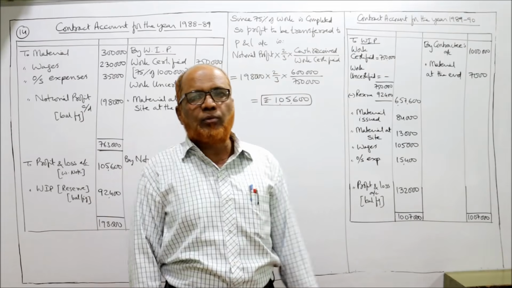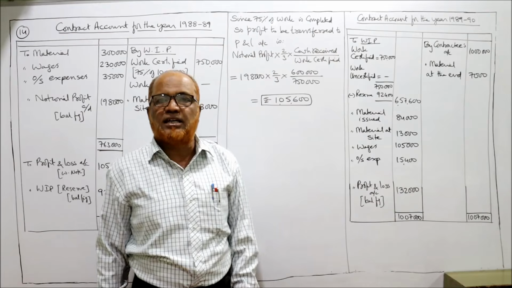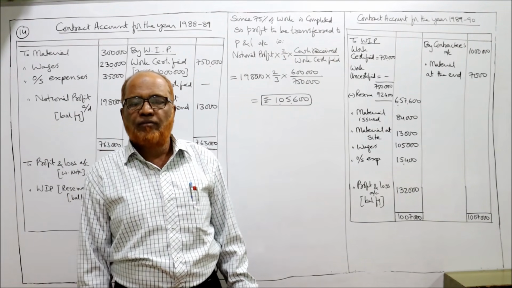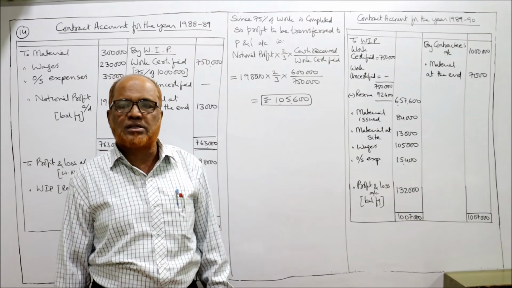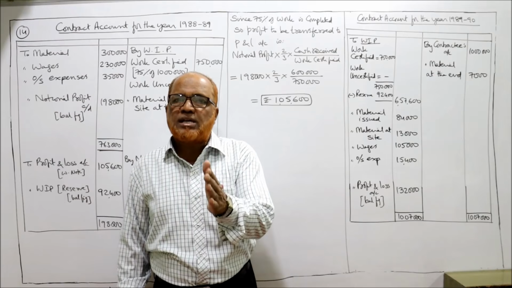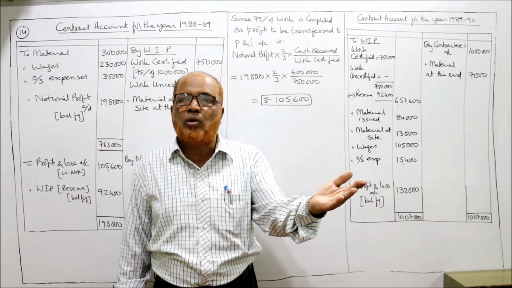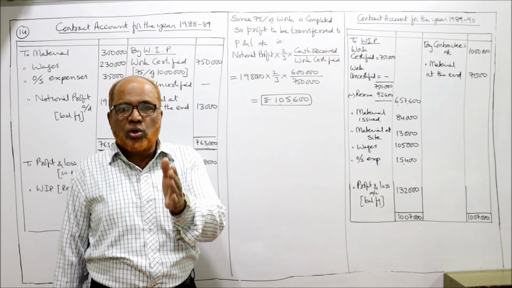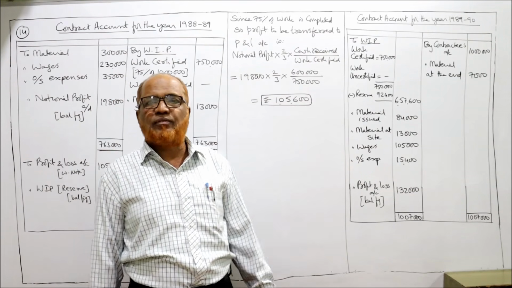1988-89. Now we'll come to the second year. Contract account for the year 1989-90, second year. In this year, the contract is finished. When the contract is finished, we are not going to take work in progress. Now see here, the closing WIP of first year will become the opening WIP of the second year. Remember this point.